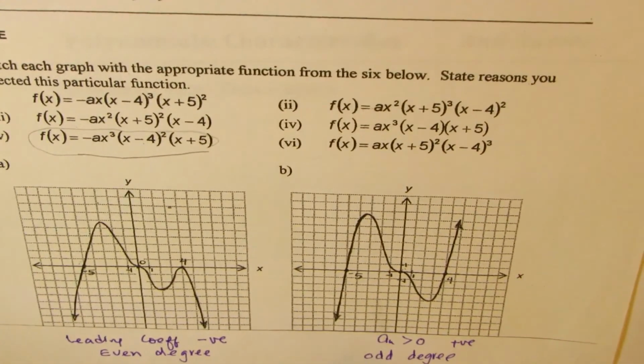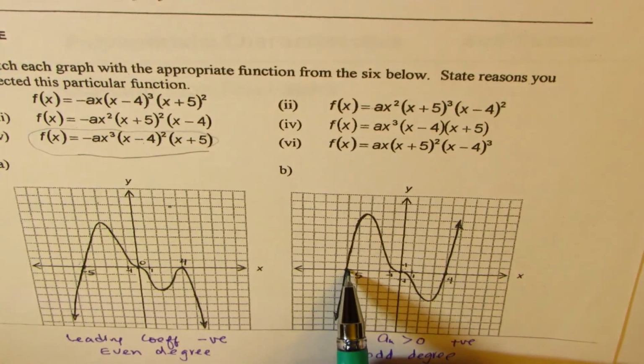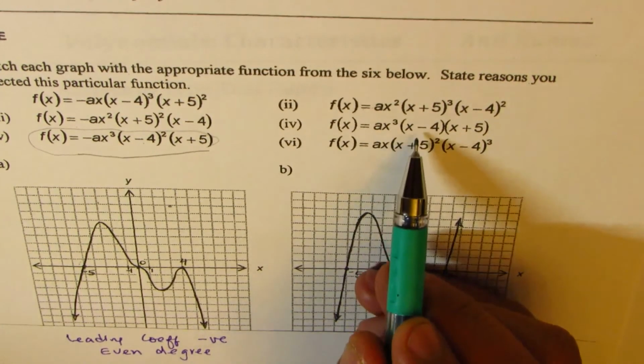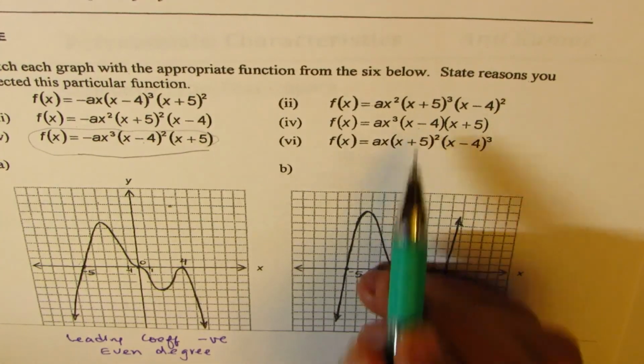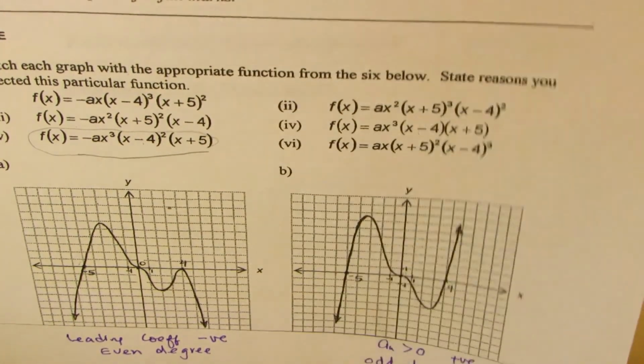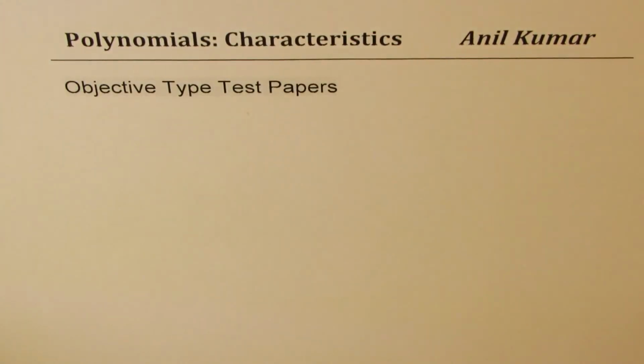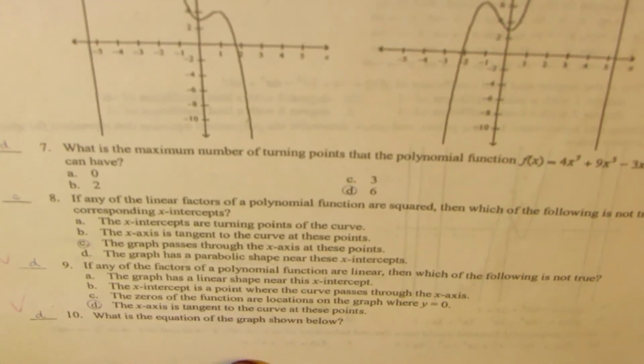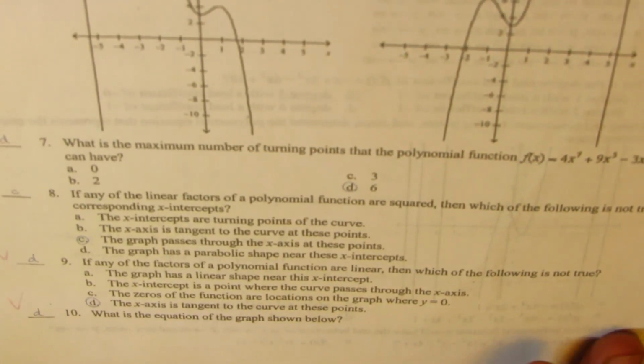Now for this one, we're looking for linear at 5, cubic, and linear at 4, right? So x minus 4 with a linear factor, which is right there, becomes your answer. So I hope that helps you to answer such questions. So whatever we have learned is actually pretty useful. Here are 2 more questions which you can look into and answer yourself.